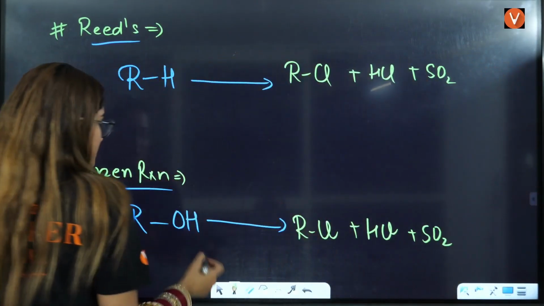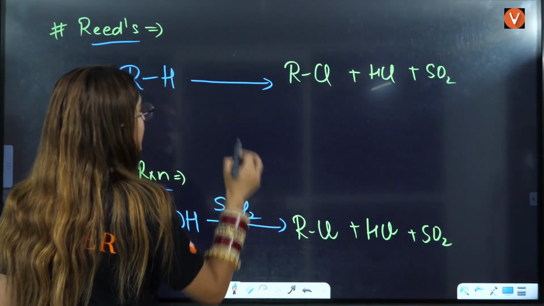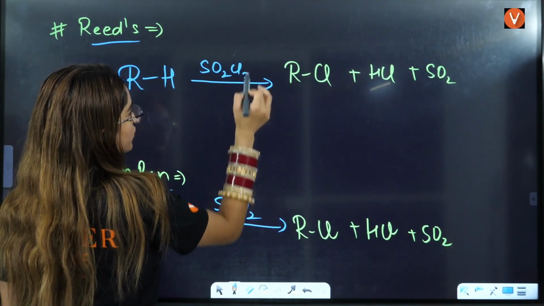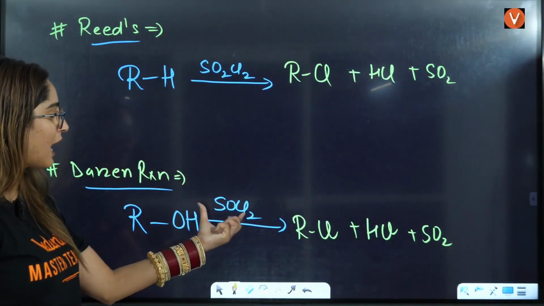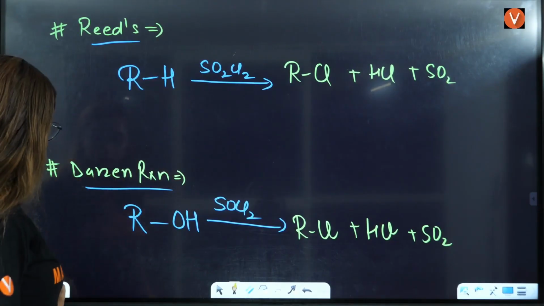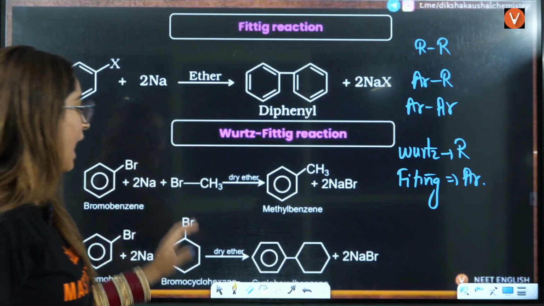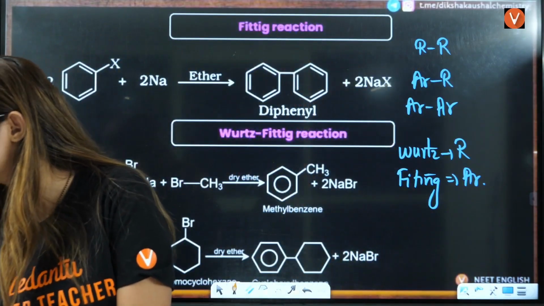In Darzens reaction, you use SOCl2, right? Here in Reed's reaction you use SO2Cl2, okay? Just remember this thing, right? And you are done. This is called thionyl chloride. This is called sulfuryl chloride. That's it. This is what you have to remember in the end. And I think we have completed all the reactions of organic chemistry in 29 minutes, right?